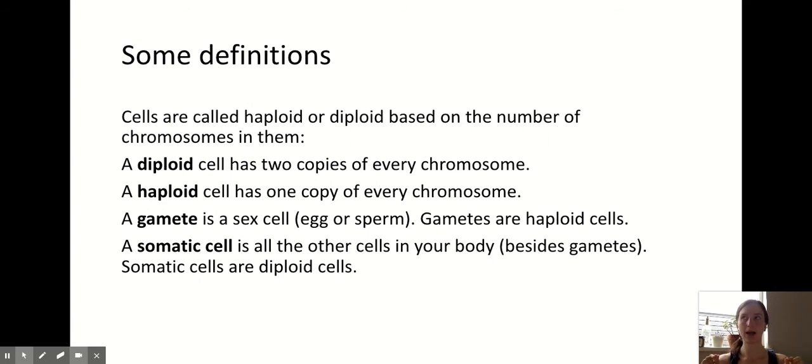So if you think about it, if your eggs and your sperm had 2 copies of every chromosome, if they were diploid, just like regular cells in your body, when they combined, you would have 2 copies of each chromosome from both of your parents, which isn't how we start off. So we need to have haploid cells as egg and sperm. And then the science term for eggs and sperm is gametes. So gametes are sex cells. They're always going to be haploid cells. And then a somatic cell is a term for all the other cells in your body. So every cell in your body that isn't an egg or a sperm is called a somatic cell.